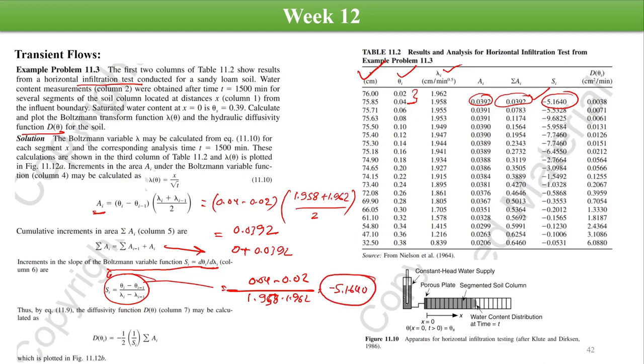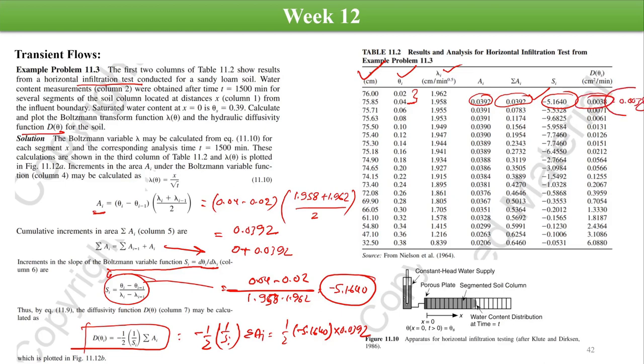Okay, so based on the value of Si, we can calculate the diffusivity, which will be nothing but half times 1 upon Si at the particular instance times the summation of Ai. So 1 by 2 times minus 5.1640, with the summation of Ai being 0.0392. Let's see how much we get. Multiplied by 5.1640 multiplied by 0.5. Okay, so we'll get a diffusivity value of around 0.0038.